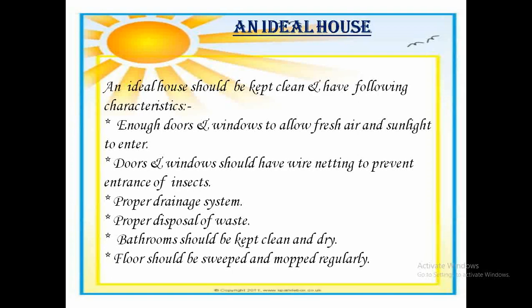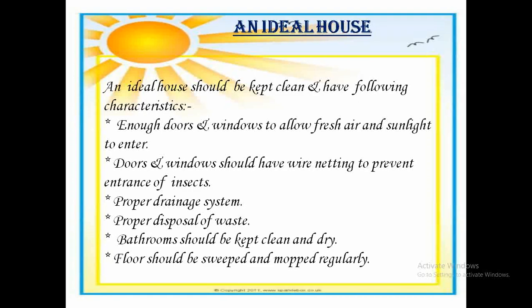Now doors and windows should have wire netting to prevent the entrance of insects. As we have discussed in the previous point, a house should have a number of doors and windows, but it should also have wire netting on them, because if it is not there, insects will enter our house, and then we will suffer from insect-borne diseases, like malaria and filariasis. So in order to prevent the entrance of insects like flies and mosquitoes, all the doors and windows of the house should have wire netting on them.